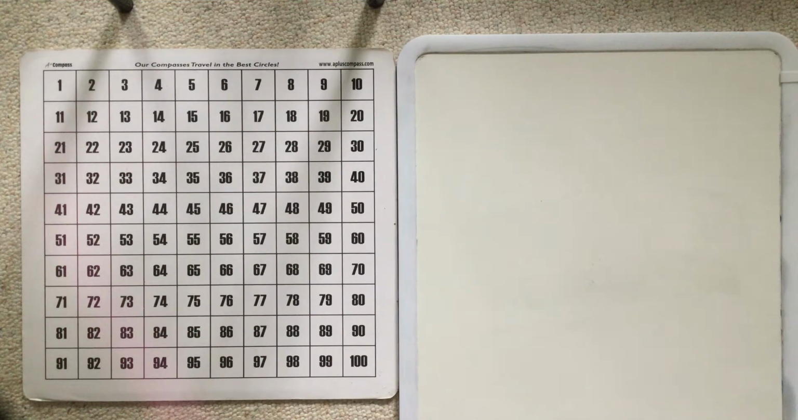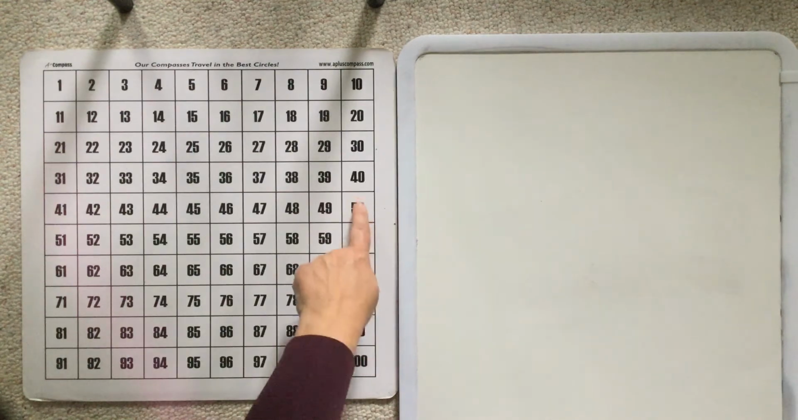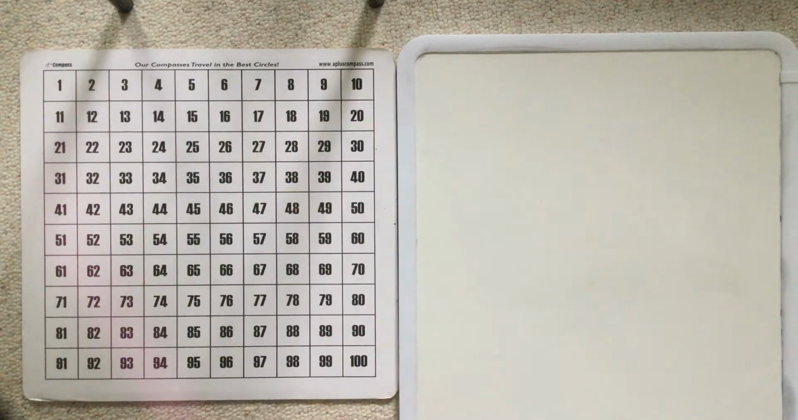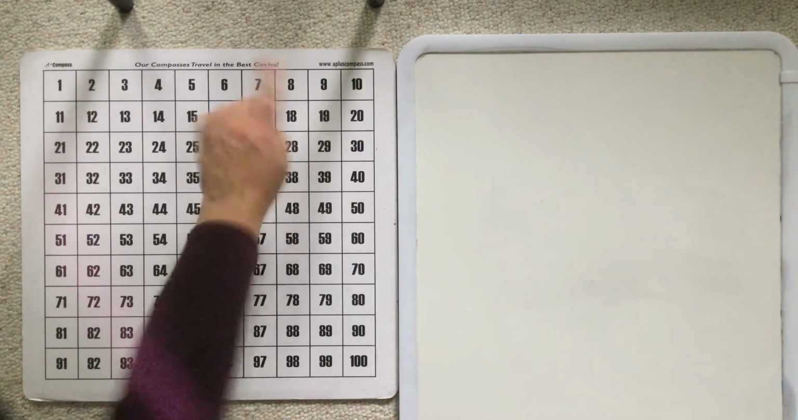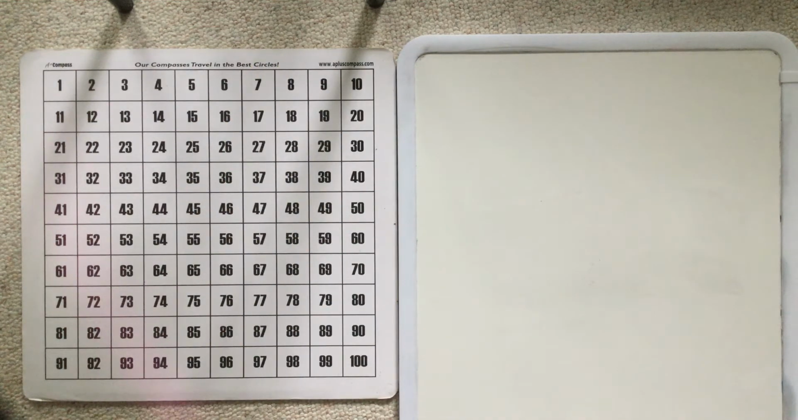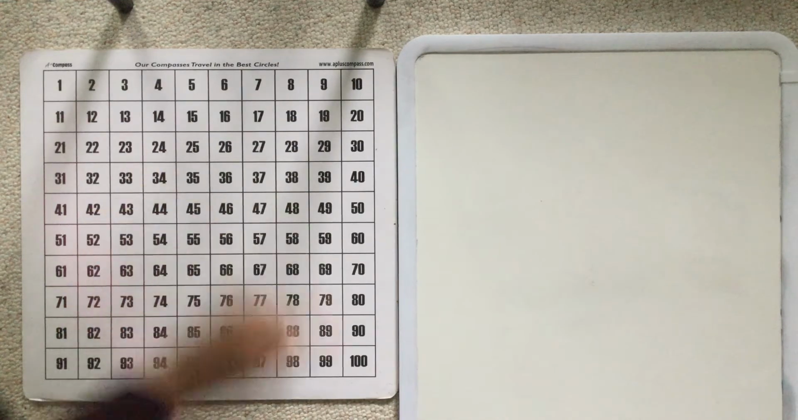What would happen if I moved up the hundreds chart? How would I be counting then? I'd be counting backwards by 10 or subtracting tens. I could start at 100 and count back by tens: 90, 80, 70, 60, 50, 40, 30, 20, 10. Or I could start at any number and count backwards by 10. I could start at 37: 37, 27, 17, 7. I could start at 54: 54, 44, 34.